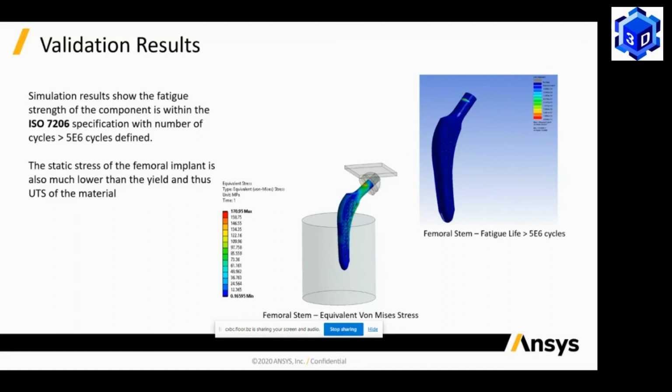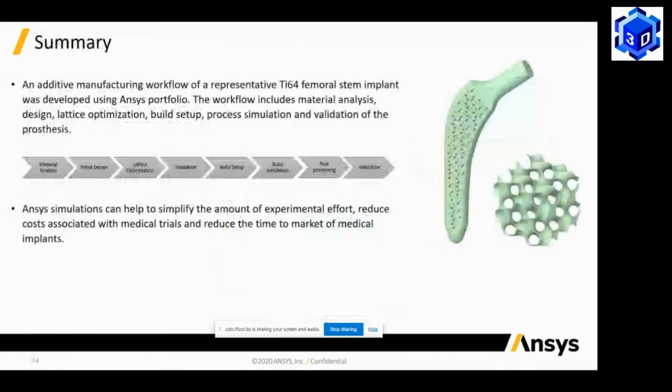Yeah, thank you. So this is about the validation. I'll just quickly summarize what I've covered. I think by now you have an idea of what we can do with our tool. This is an end-to-end workflow from your material analysis to your initial design, then doing your lattice optimization, then validating your optimized design, then checking the manufacturability of the part with the AM simulation, and finally validating the newly designed implant by doing this ISO standard kind of testing with our simulation tool.